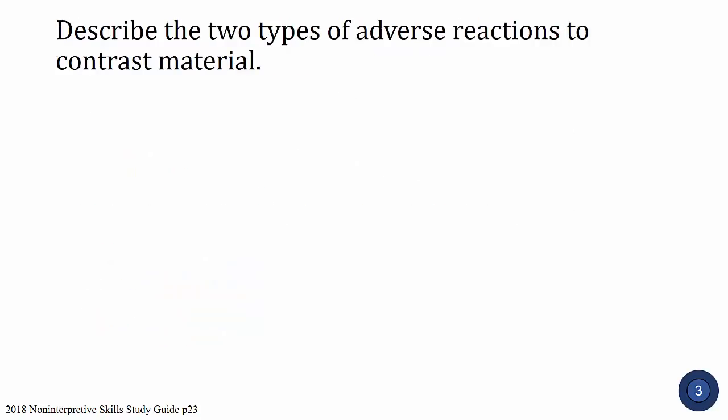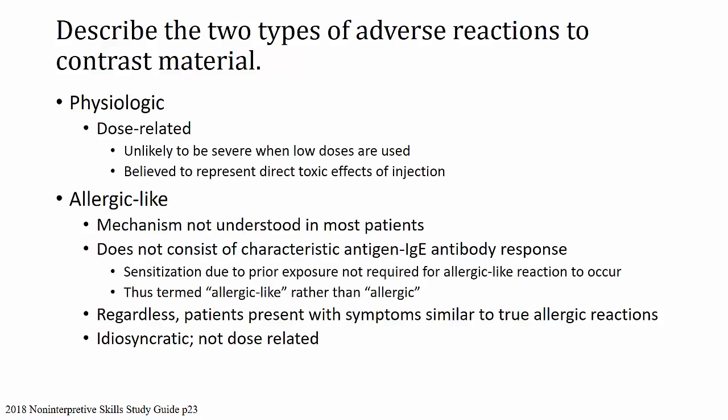Next question, describe the two types of adverse reactions to contrast material. Well, the two types of adverse reactions are physiologic and allergic-like. So physiologic reactions are dose-related. They're unlikely to be severe when low doses are used, which is pretty much always, and they're believed to represent direct toxic effects of the injection.